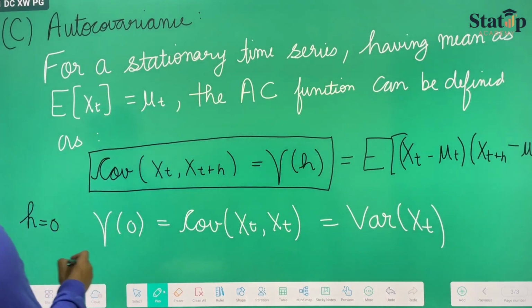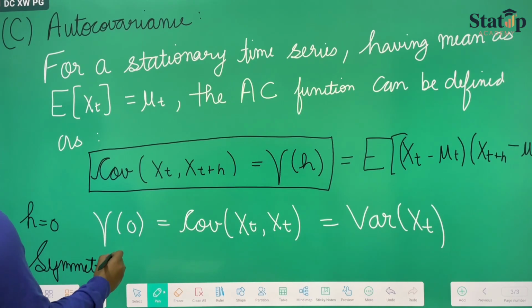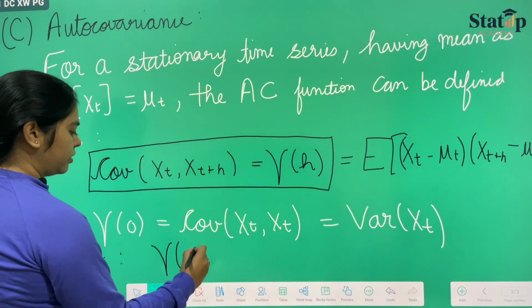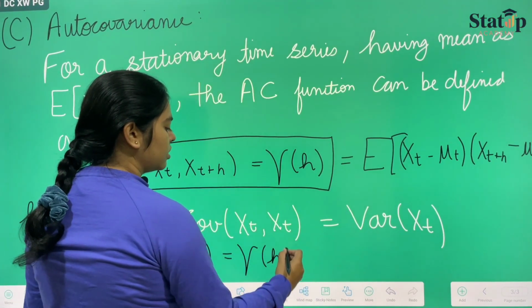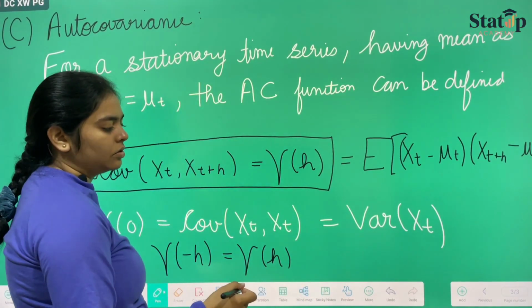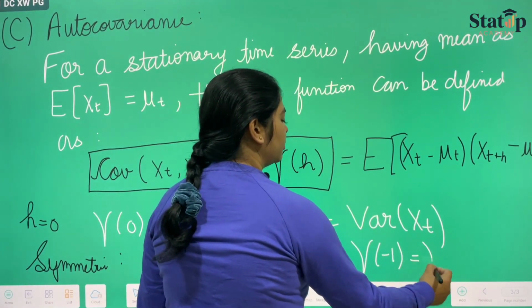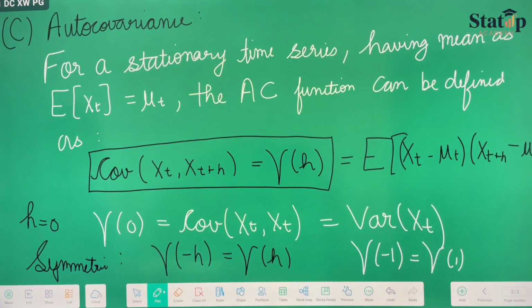And one more: autocovariance is symmetric. Symmetric means the values on both sides of zero are the same. So autocovariance of minus h is equal to autocovariance of plus h, where h can be any integer value. If I take minus 1, it will be equal to plus 1, minus 2 equal to plus 2, likewise.